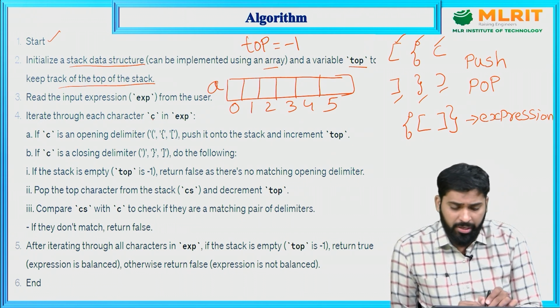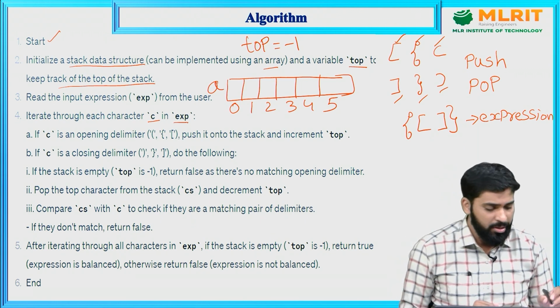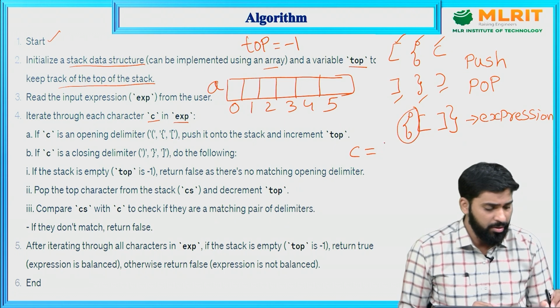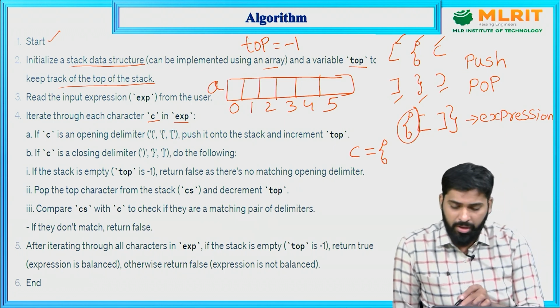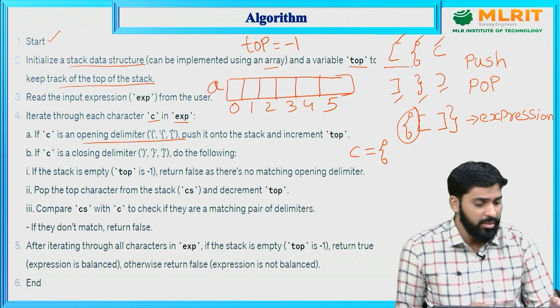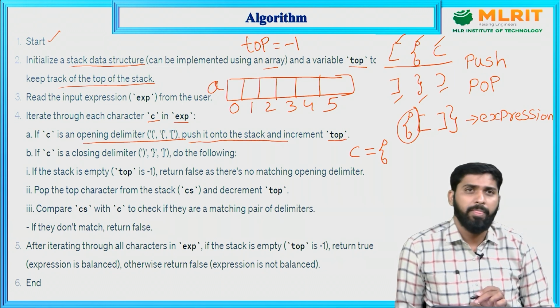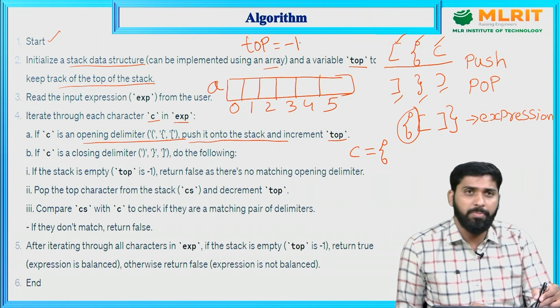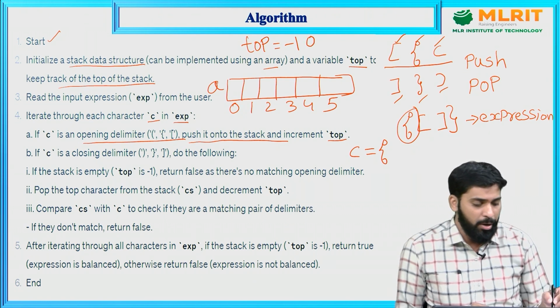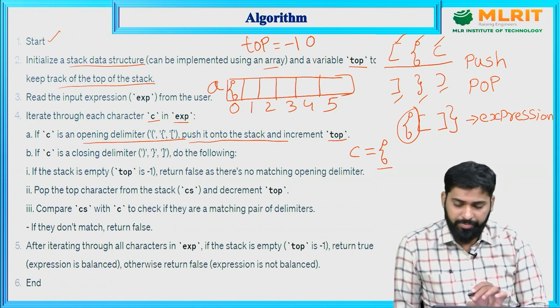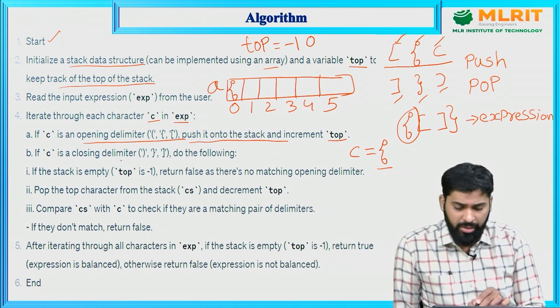Iterate through each character C in the expression. I am taking one variable C, and in the first iteration C is the flower bracket. If C is an opening delimiter, if C is one of these three characters, then we are going to push it onto the stack and increment top. Top value is -1, so now it becomes 0, and push this flower bracket to the stack. That's it. Next, if C is a closing delimiter, then we are going to do something.